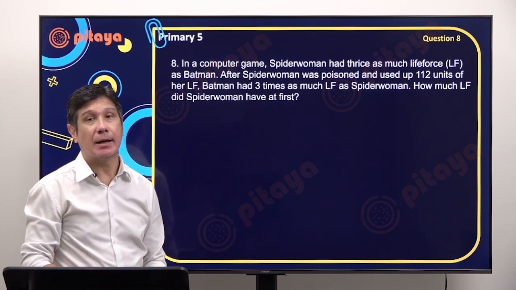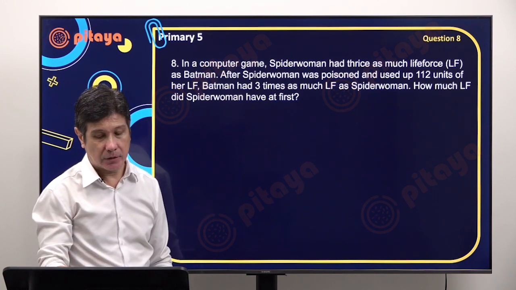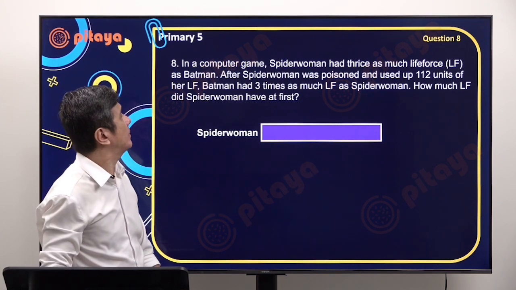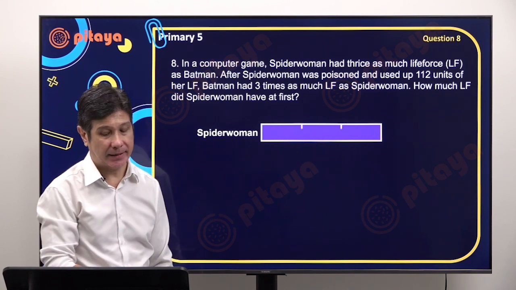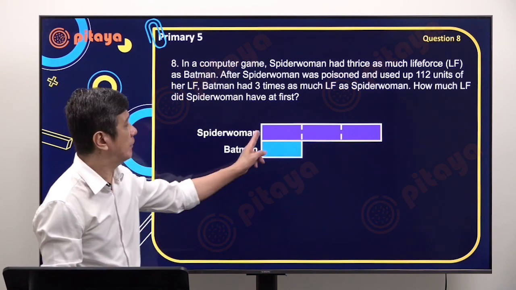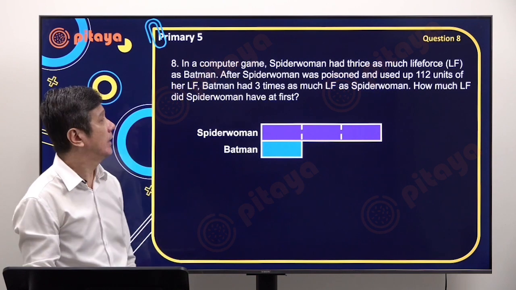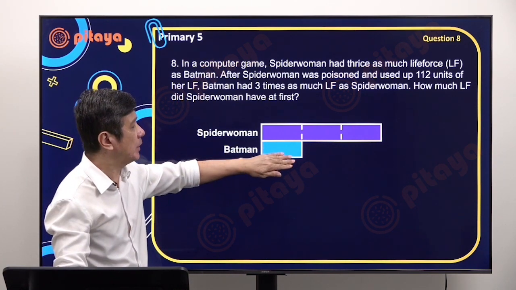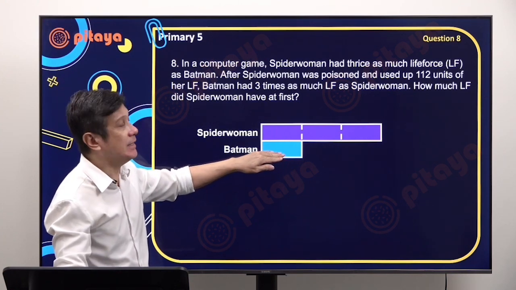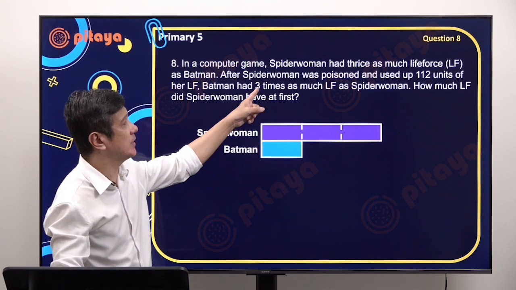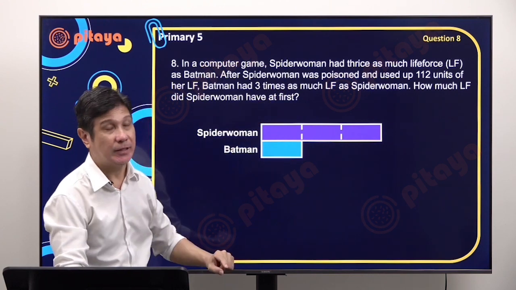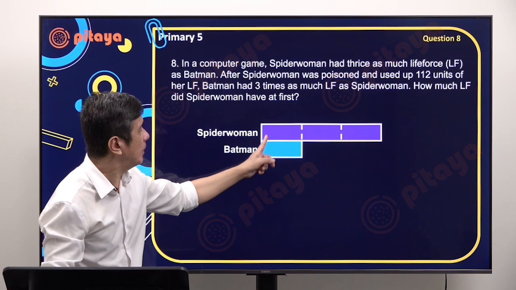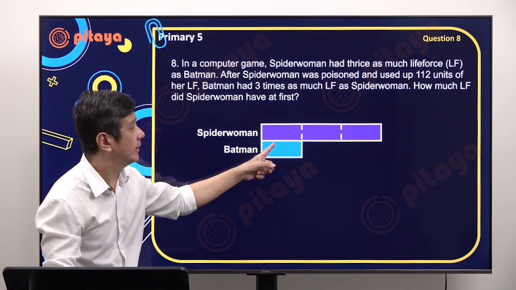So I'm going to use a model to solve this as well. So we know that at first, Spider-Woman is going to be 3 times as much as Batman. So you have thrice and then once. But we know nothing is happening to Batman. So Batman is going to remain as it is. But in the end, Batman is considered 3 times as much as Spider-Woman. That means I need to cut Batman into 3 equal parts. And then Spider-Woman will take just 1 part.